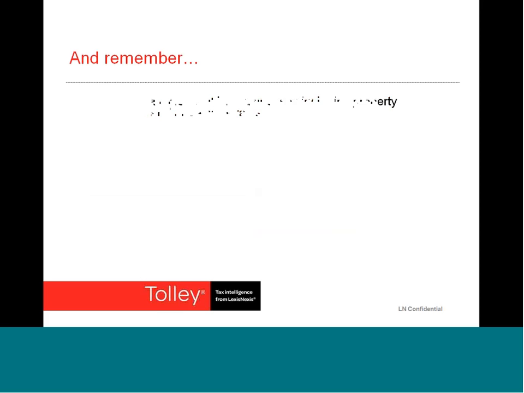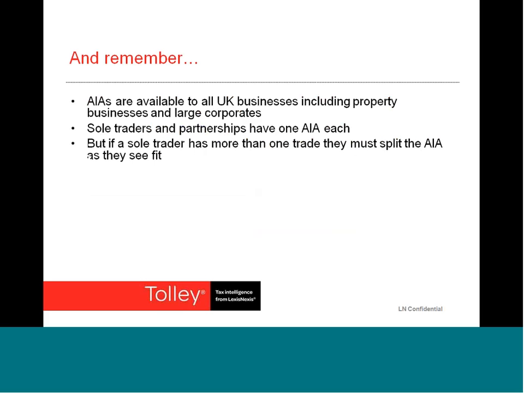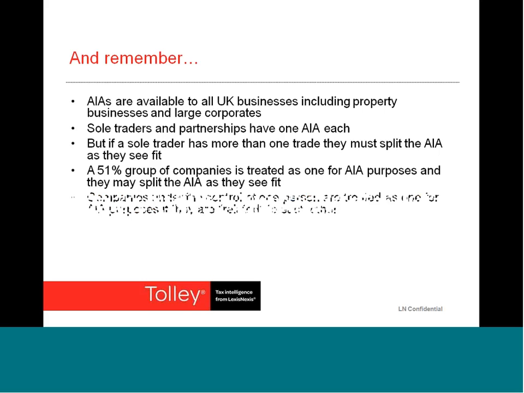A few other things to remember. AIAs are available to all UK businesses, including property businesses and large corporates. Sole traders and partnerships have one AIA each, so if my sole trader had more than one trade, he has to choose how he wants to allocate his AIA over those different trades. A 51% group of companies, as I will call it, are treated as just one for AIA purposes, so they have to share the AIA around the group as they see fit.